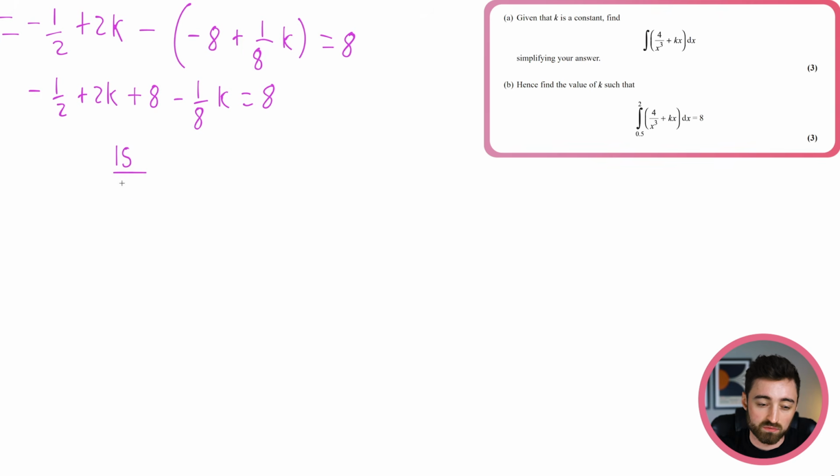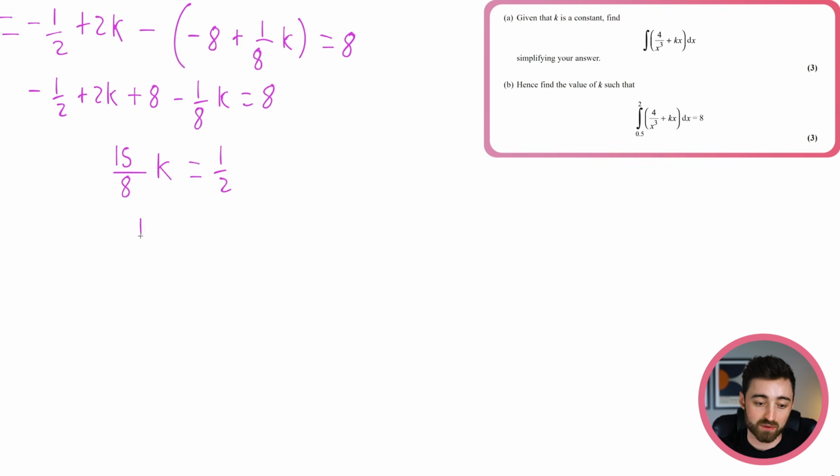Again, don't think you need to do that in your head. Don't worry about it. If you want to do that in your calculator, just do 2 minus 1 over 8 and you'll get it. So 15 over 8k, that's my k terms. This has gone, this has gone. I need to put this over to the right-hand side, so I'm going to add a half. Cool.